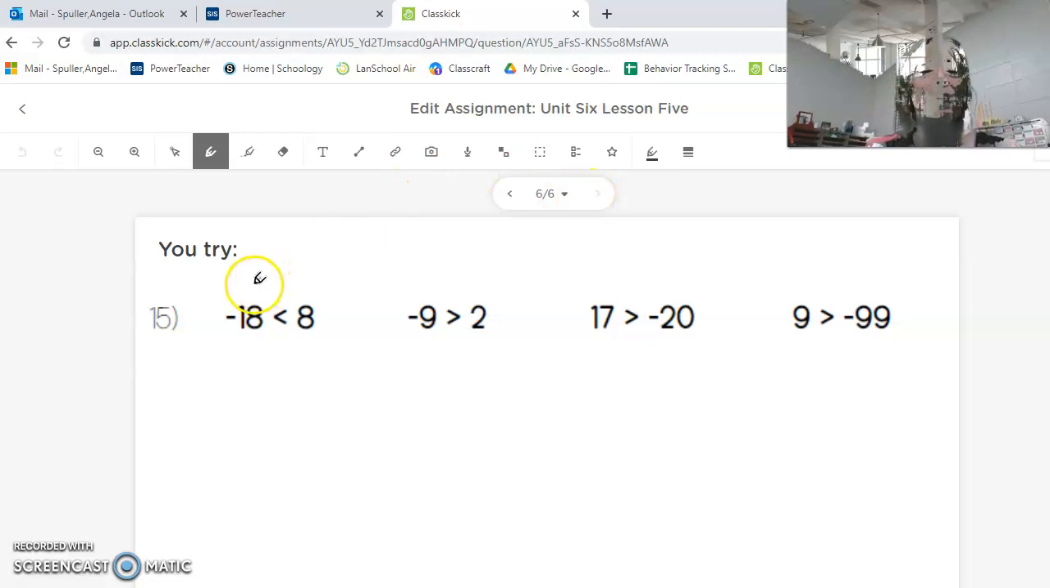Okay, so looking at this group, which one was wrong? Negative 18 is less than 8. That's correct. Negative 9 is greater than 2. Not quite. 17 is greater than negative 20. 9 is greater than negative 99. Yes, definitely.